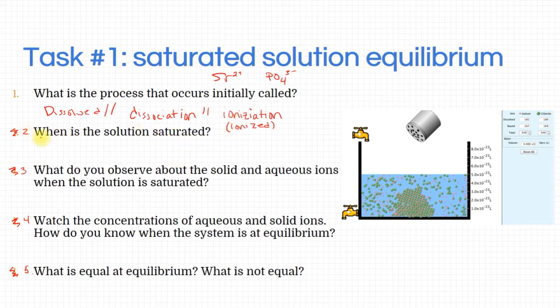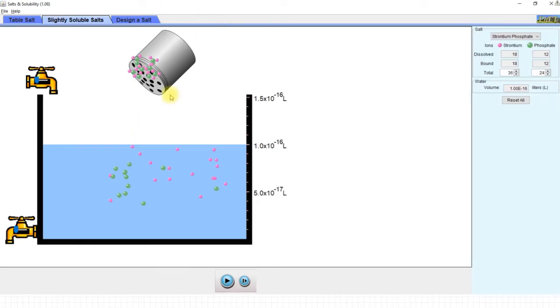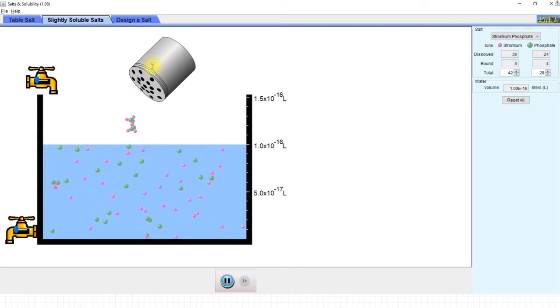Anyway, so number 2, our question is, when is the solution saturated? So this is a review of vocab from the chapter on solutions. And okay, so not saturated yet. What we have done is ionized that solid again. So I'm going to put a little more in. Nope, still not. Quite a bit of ions in there. Now it's saturated because now at the bottom I have some solid chunks kind of floating in here.